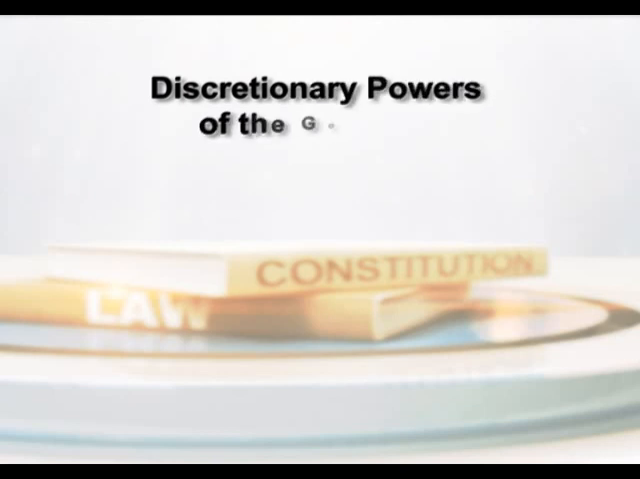Now, what do we actually mean by the discretionary power of the governor? According to the Constitution, the governor is empowered to exercise some of his functions in his discretion. That is, he will not be required to act in accordance with the aid and advice of his Council of Ministers headed by the Chief Minister, or he may not seek such advice at all.